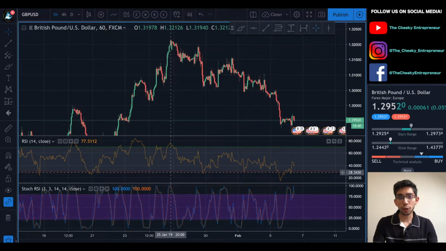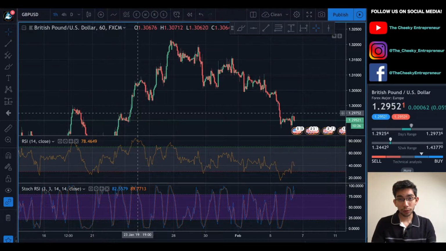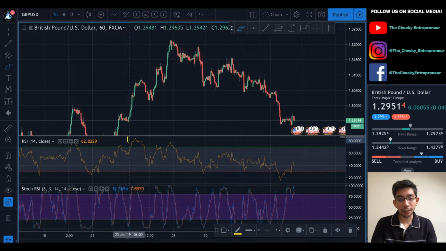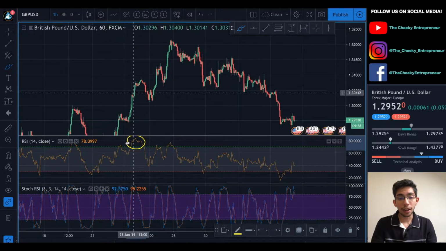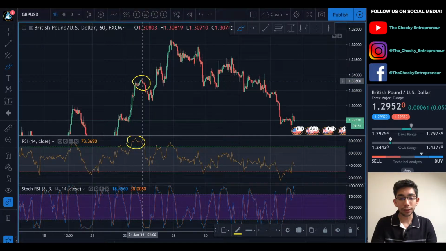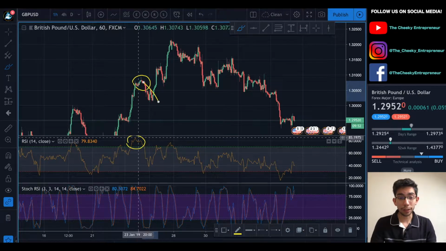So before showing you how to use these indicators in actual trades, I just want to show you how they behave within the price action. So for instance, in this particular scenario, we see the RSI is overbought here, and we see that the price movement actually follows, and the price goes down just as the indicator goes down. But it's very important to understand that the indicator follows the price action and not the other way around.